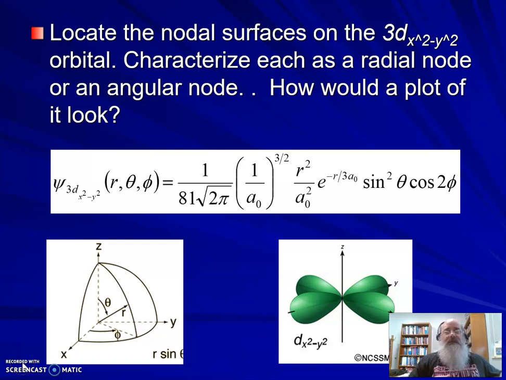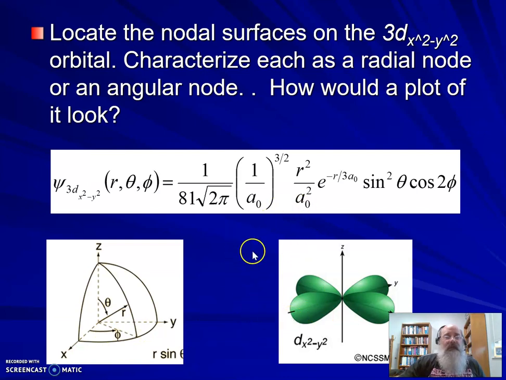Alright, so we're still in chapter 9. We're still talking about the hydrogen atom and its wave functions in particular right now, as well as its eigenvalues and its Hamiltonian operator. I've got two more of these slides set up here saying locate the nodal surface on, in this case, the 3D x squared minus y squared orbital, and then the next one will be the 3D z squared.